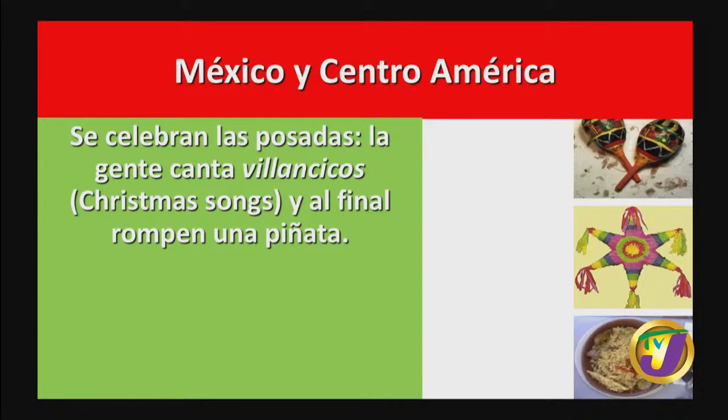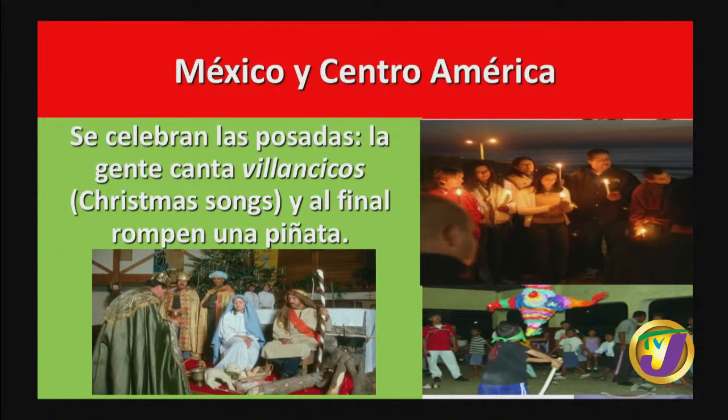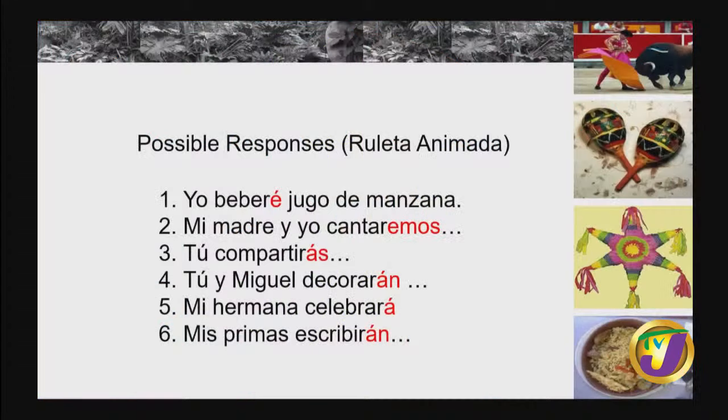Y al final rompen una piñata. Right. Do you know what a piñata is? Okay, come on, what is a piñata? Okay, yes, they fill a piñata with sweeties. Right. Now, students, these were some of the possible responses. Remember, you can use your own response.